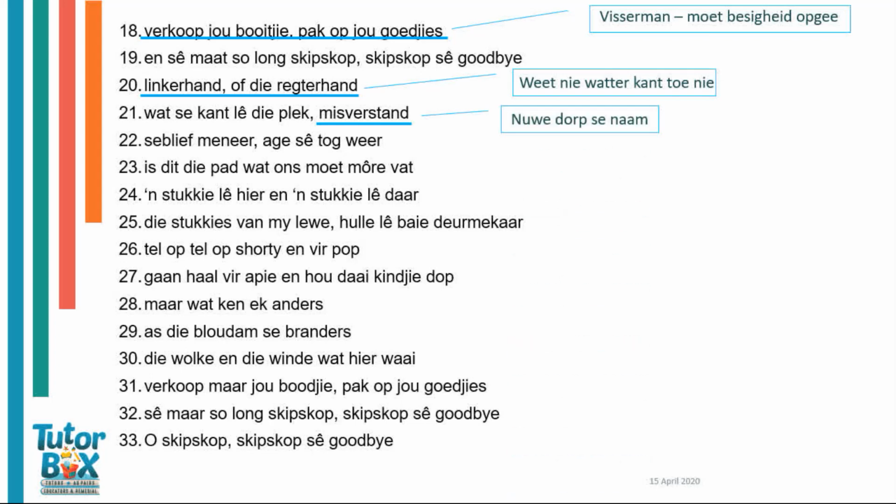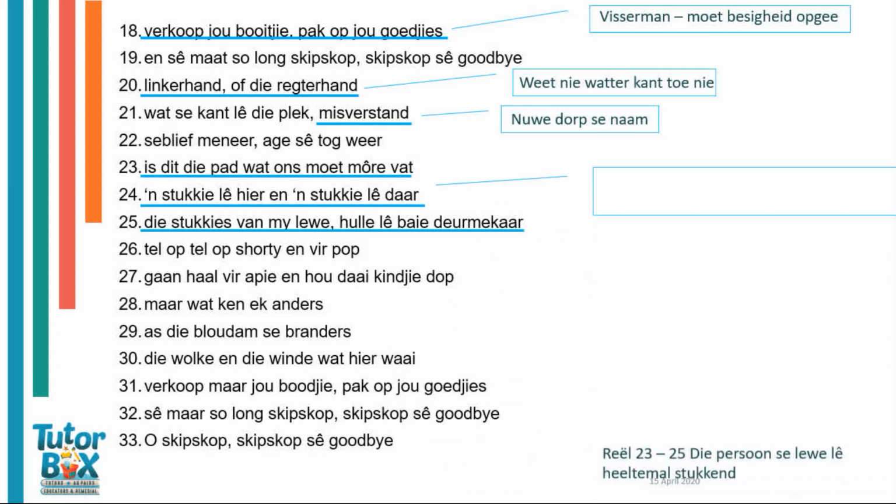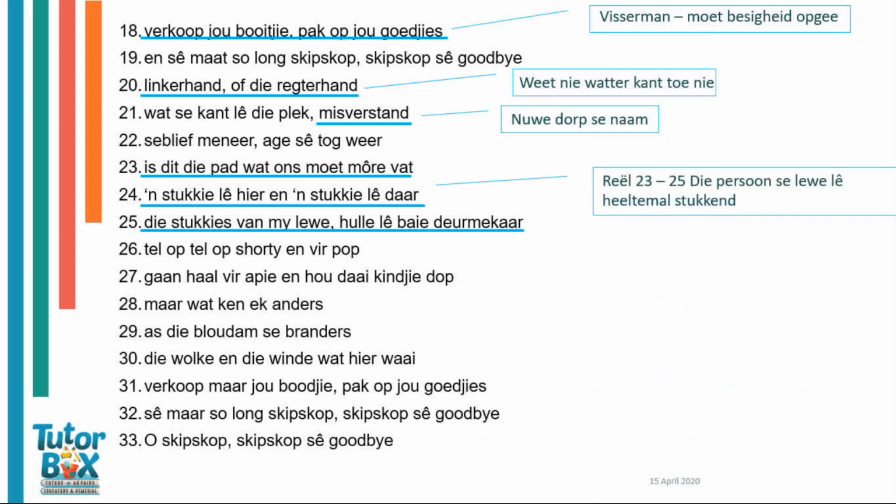Okay. Asseblief meneer, agge sê tog weer. Is dit die pad wat ons moet môre vat? Okay, so that 'n stukkie lê hier en 'n stukkie lê daar. Die stukkies van my lewe, hulle lê baie de mekaar. Okay, so he's saying that his life is in pieces and these pieces are everywhere. Okay, so that says die persoon se lewe lê heeltemal stukkend. This person's life is in pieces. Okay, so he's sad about that.